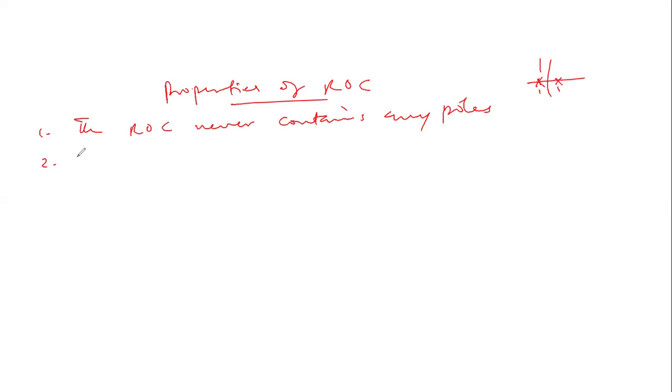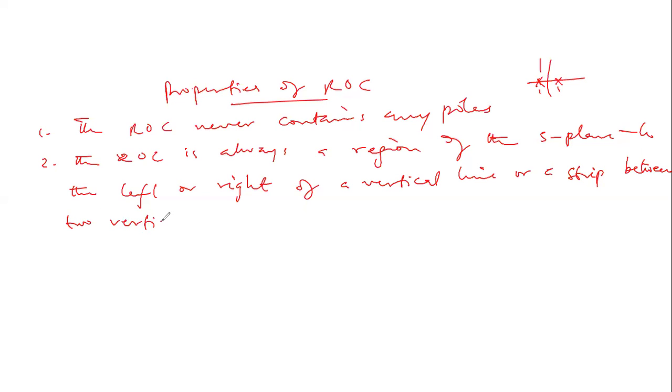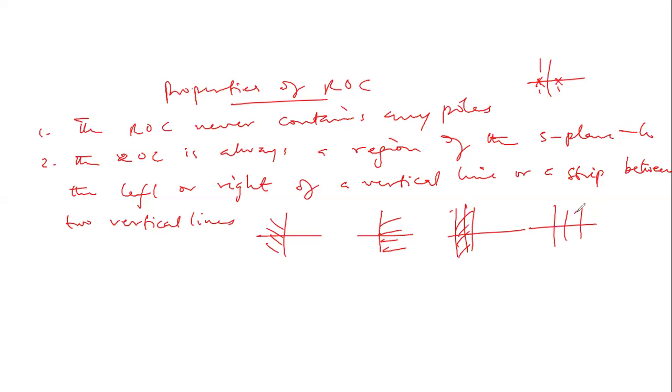Then the second thing is that the region of convergence is always a region of the S-plane to the left or right of a vertical line, or a strip between two vertical lines. So we can have left-sided, where the region of convergence is here. It could be right-sided. It could be a strip. Okay. The strip could be anywhere on the S-plane. Okay. So it could be something like this.